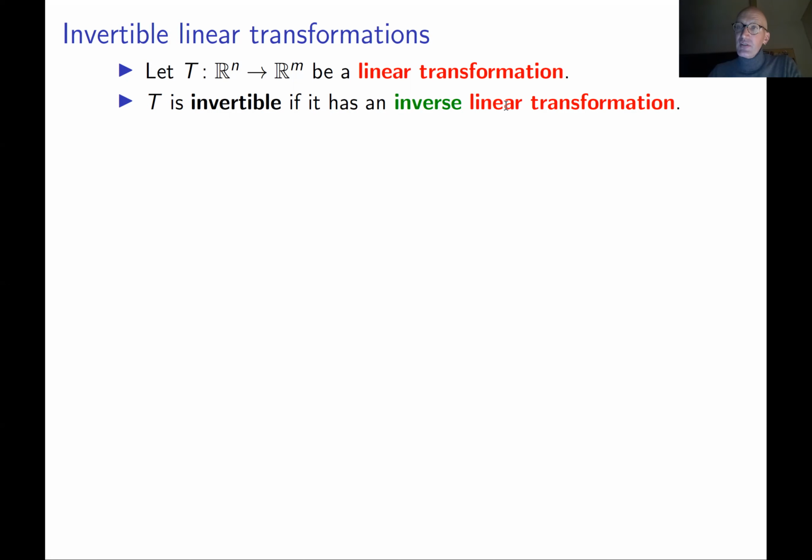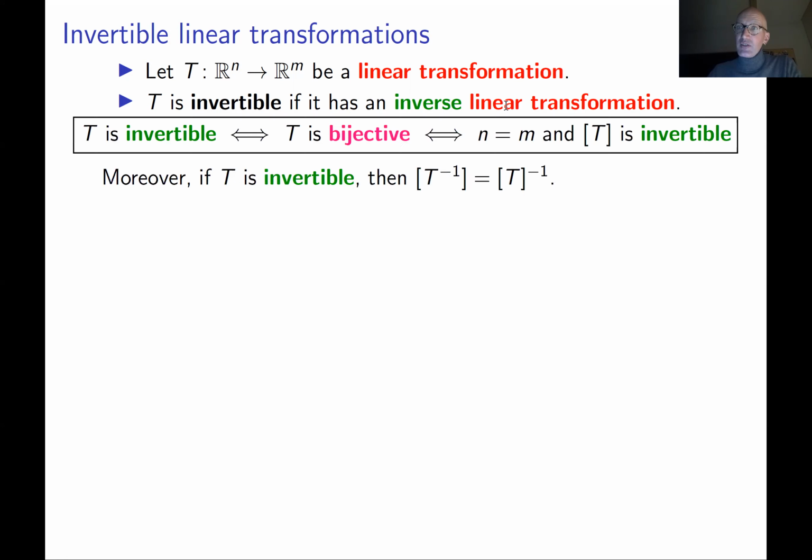In fact, using the machinery of matrices, we can say more. We have three conditions which are equivalent. T is invertible if and only if T is a bijection, if and only if N equals M and the standard matrix of T is invertible. Of course, if the standard matrix of T is invertible, we already know from results about matrices that it must be a square matrix, so N must equal M. But this is interesting, you see: it's not a priori clear why in this definition of invertibility N should be equal to M, but we can prove it.